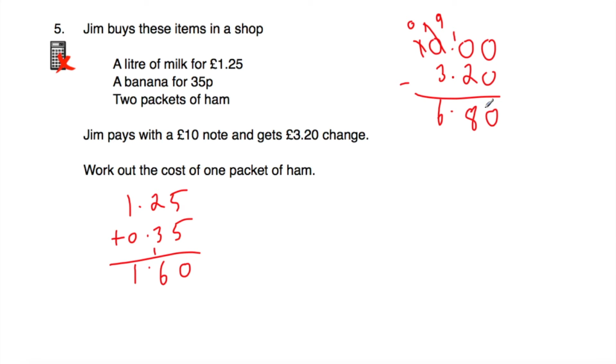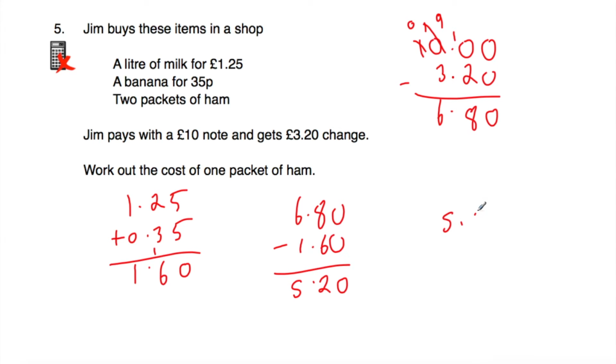The total cost of the items is £6.80. So if we now take the £6.80 and subtract the £1.60, that'll tell us the price of the 2 packets of ham. So 0 take away 0 is equal to 0, 8 take away 6 is equal to 2, and 6 take away 1 is equal to 5. So the price of 2 packets of ham is £5.20. Now we want to find the cost of 1 packet of ham, so let's divide this by 2 and find the price of 1 packet of ham.